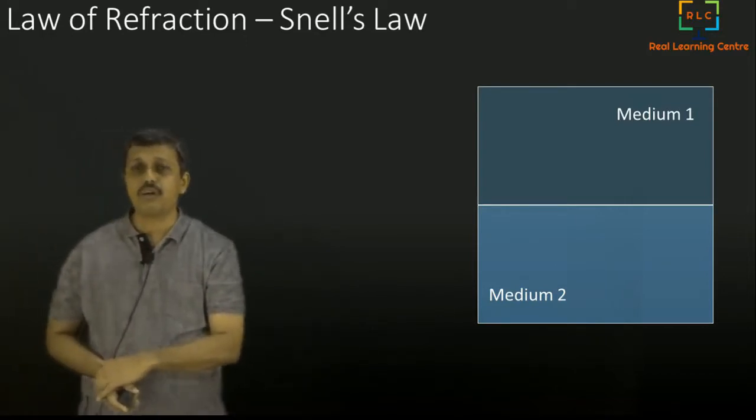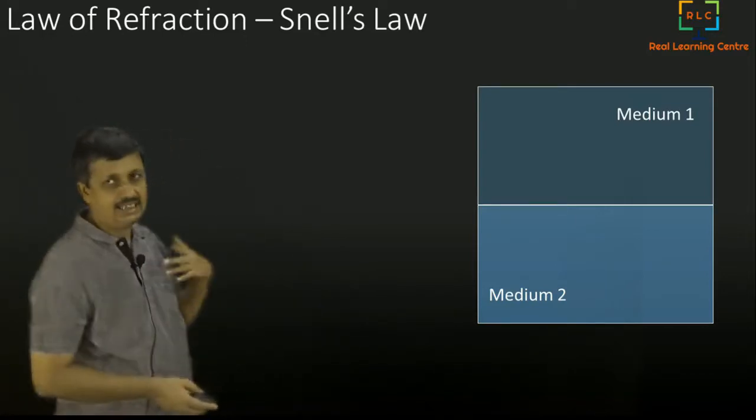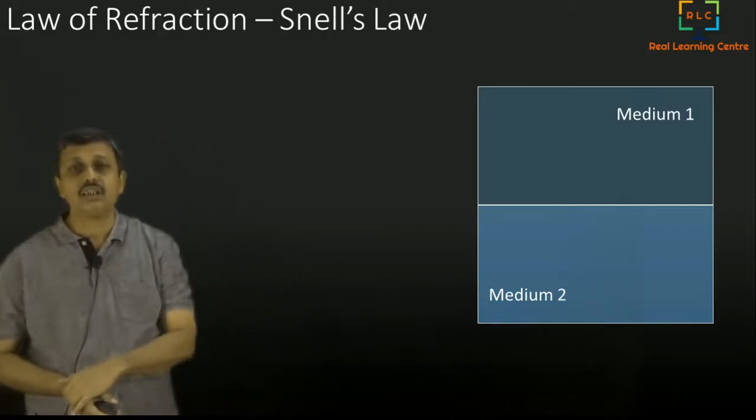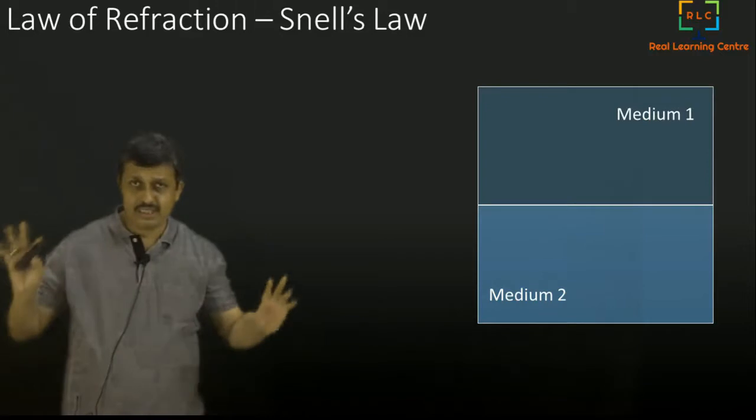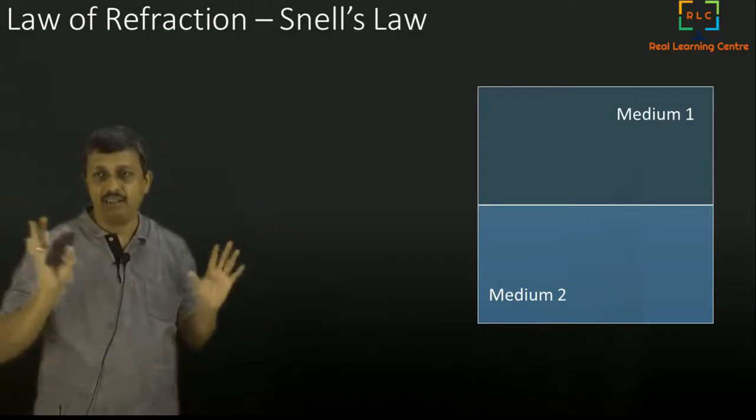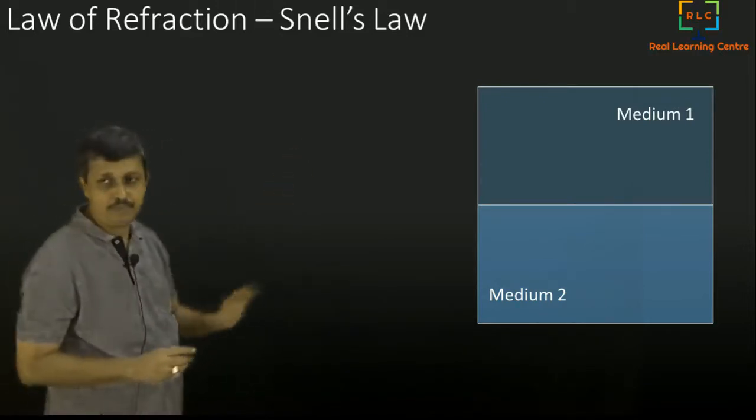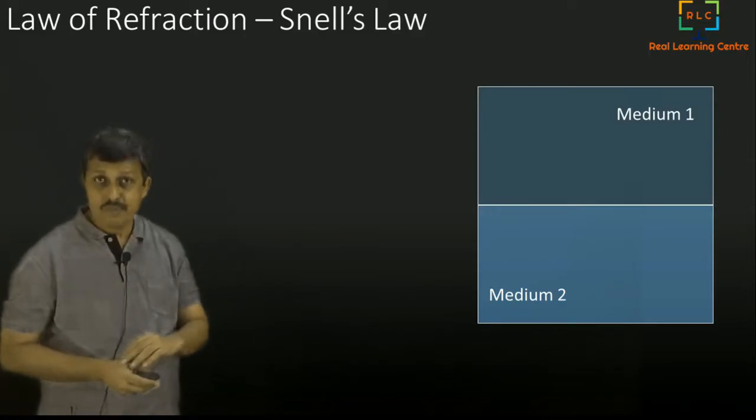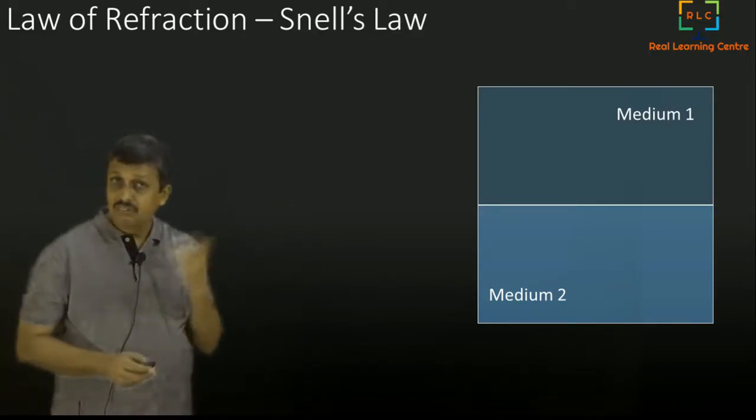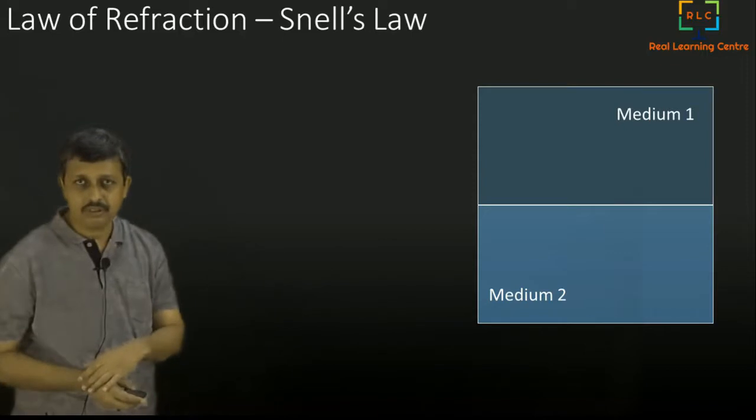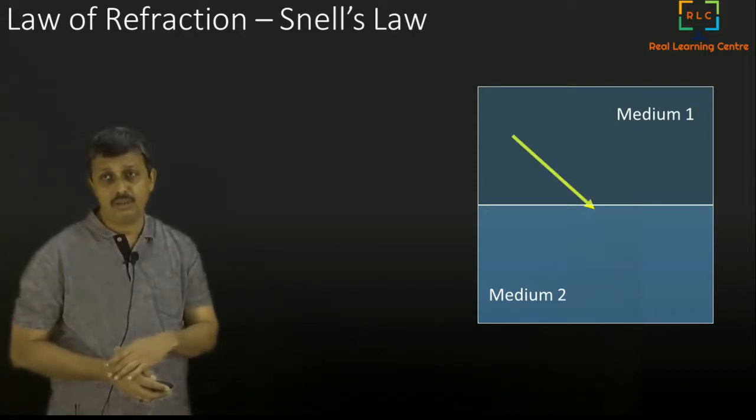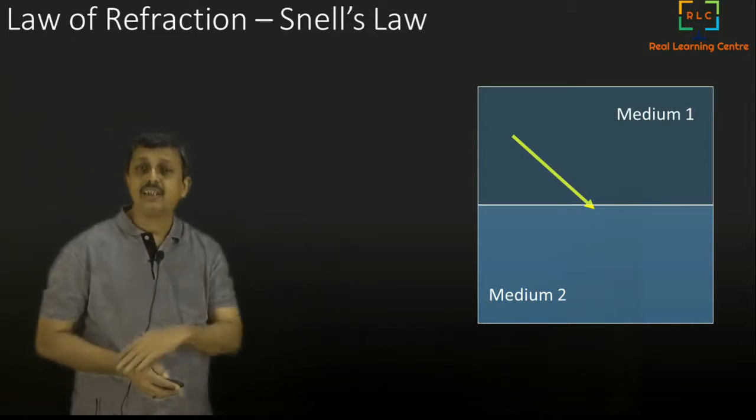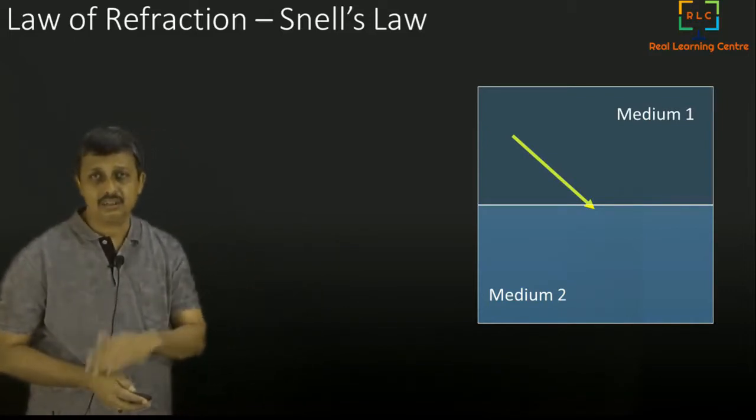The law that I'm going to talk about is called Snell's law. The scientist named Snell actually discovered this law. So I'm going to take a general scenario now. We'll not take air at all. We'll take medium 1 and medium 2. It could be water and glass, any medium to any medium. So light is traveling in one medium and gets into the other medium.